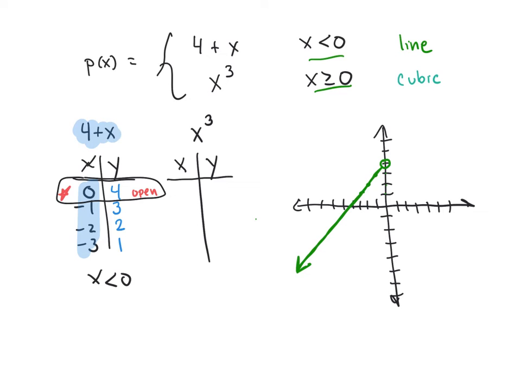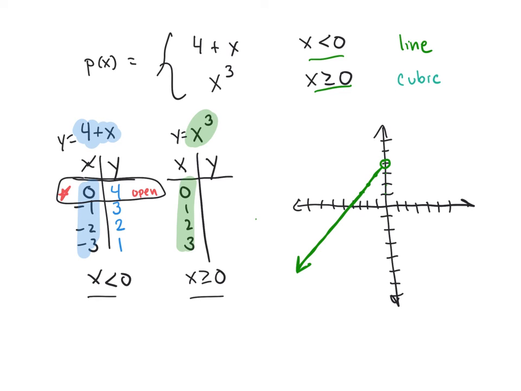Now for the right part, I'm going to pick x's that are greater than or equal to 0. So I'll certainly pick 0 and 1 and 2 and 3, whatever I want. And then I will plug all those x's into my x cubed to get my y's. Because for both of these, this is essentially y equals this and y equals that with these restricted bounds.